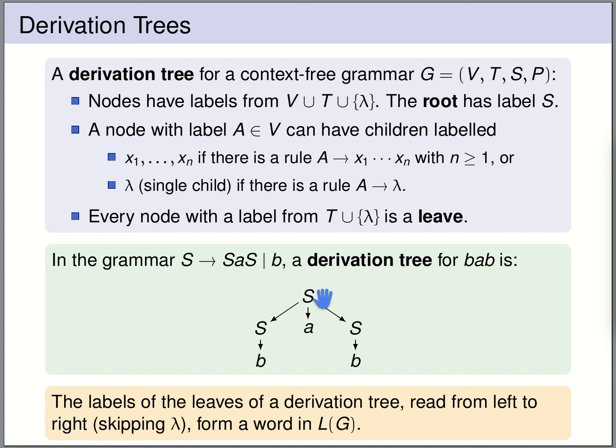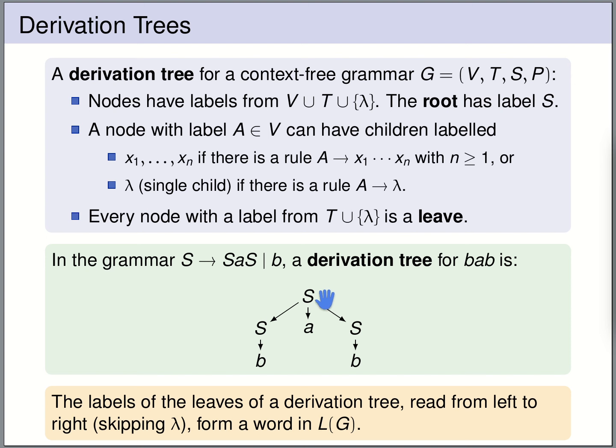Now this might sound complicated, but it's actually quite simple. Here we have S, and this S has as children SAS from left to right, and these children are allowed because there is a rule S can rewrite to SAS. So these children are just the right-hand side of a production rule. Likewise, S is allowed to have just a single child B because there is a rule S rewrites to B.